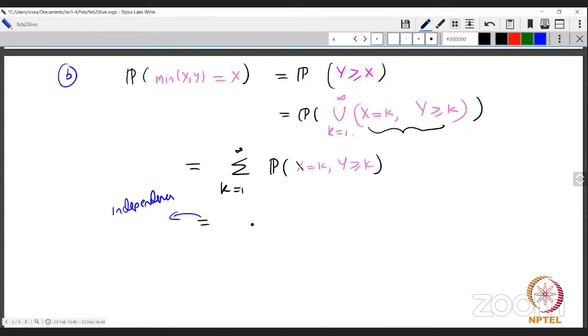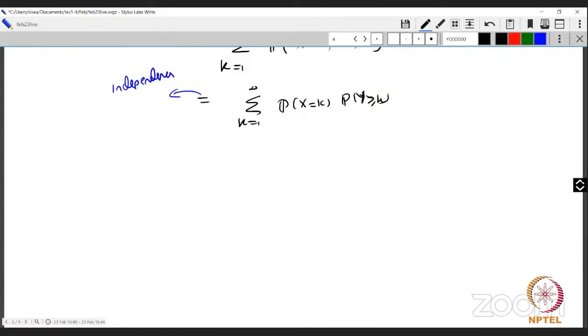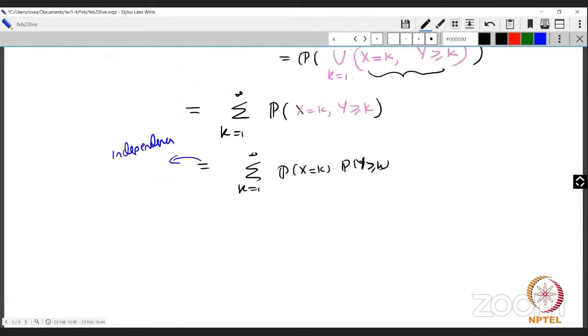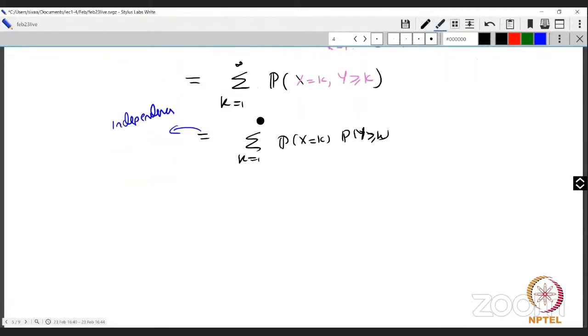To get what now? You get the summation over k equal to 1 to infinity. This is just the probability that x is equal to k times the probability that y is bigger than or equal to k. Right? So now let's understand this probability. Let me erase this and write the probability x equal to k and y bigger than or equal to k. It is going to be equal to this now.